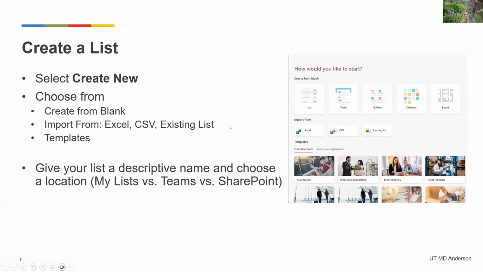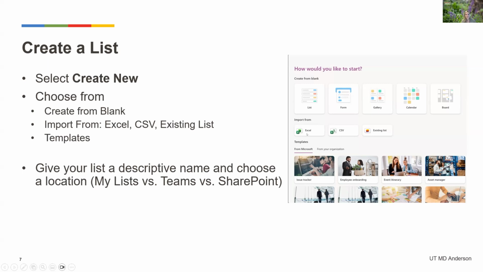To create a list, it's pretty simple. When you go to Lists on Inside, you can just select Create New, and they give you a couple of options. You can start with a blank list. It gives you a couple of basic options for layouts. You can change layouts later. So if you're just playing around, you can start with the general list.